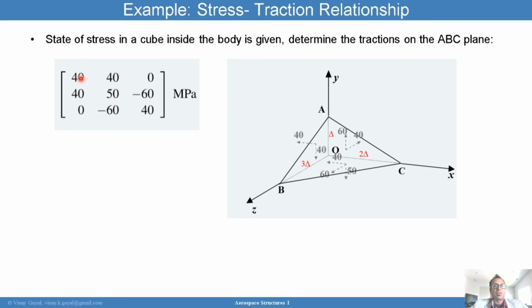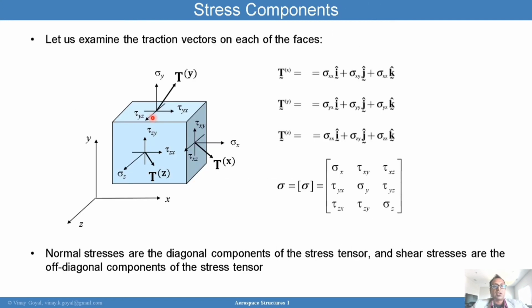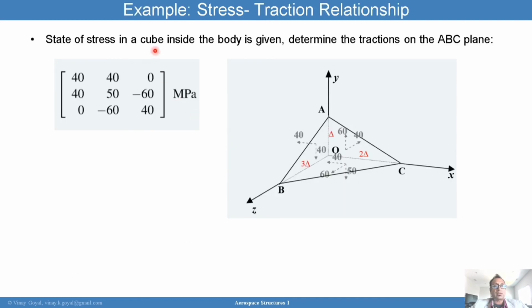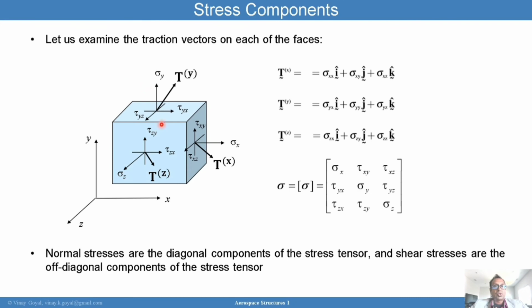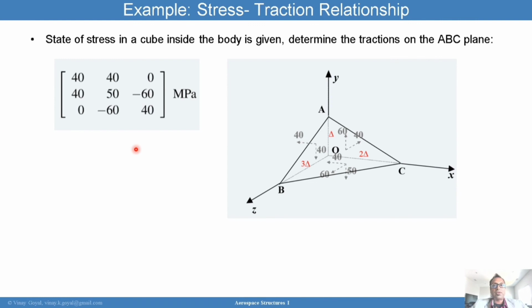Now to remind you, 40, 50, and 40: 40 is sigma xx, 50 is sigma yy, and 40 is sigma zz. These three components of stress are the ones that act to stretch the cube in three directions, in the normal directions. The off-diagonal terms, 40, 0, minus 60, these are the shear stresses, and they act to cause a cube to distort. So very important to understand that right now.